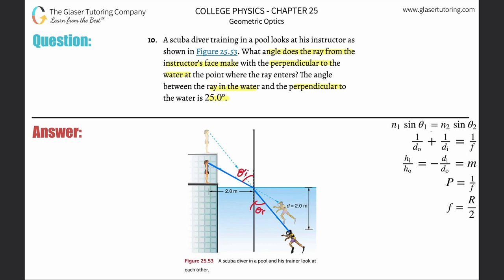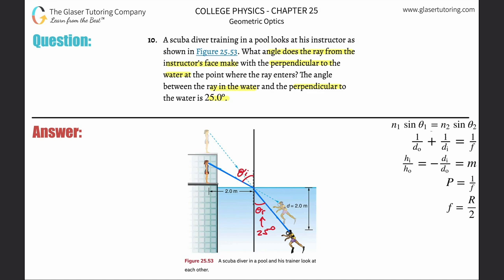Now the angle of incidence will not necessarily equal the angle of refraction, as you can kind of see from the picture. What they're telling us here, the 25 degree angle, is the angle of refraction. That is 25 degrees. So what we have to do is find the angle of incidence.